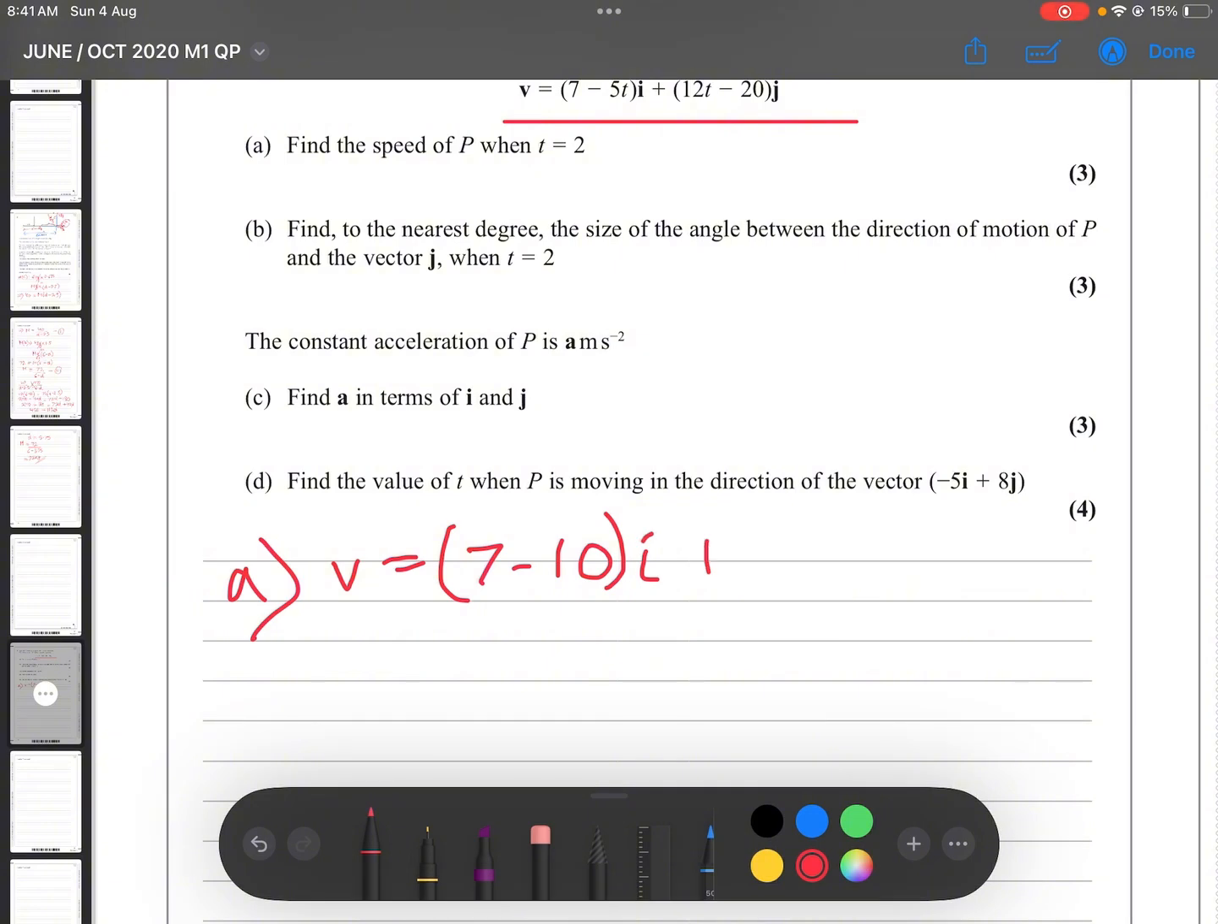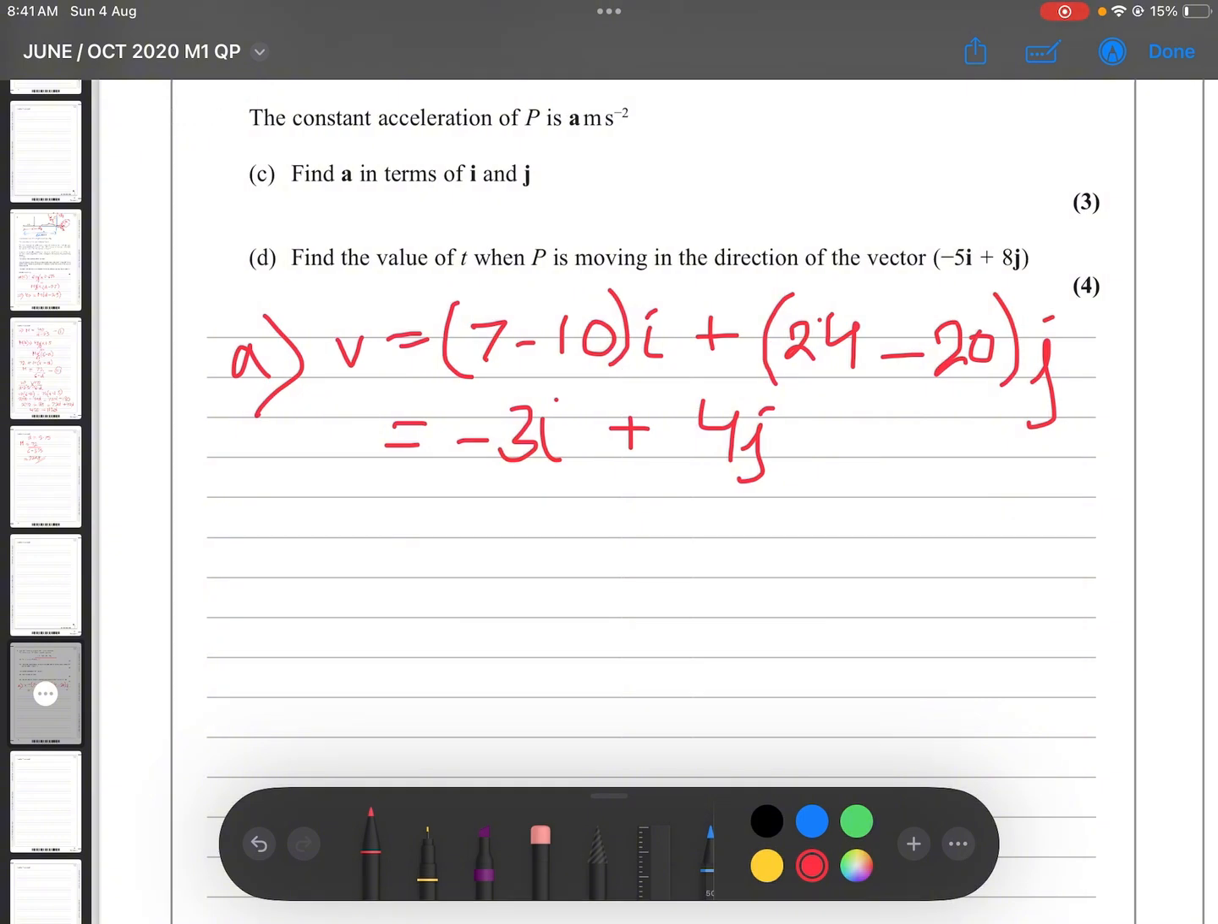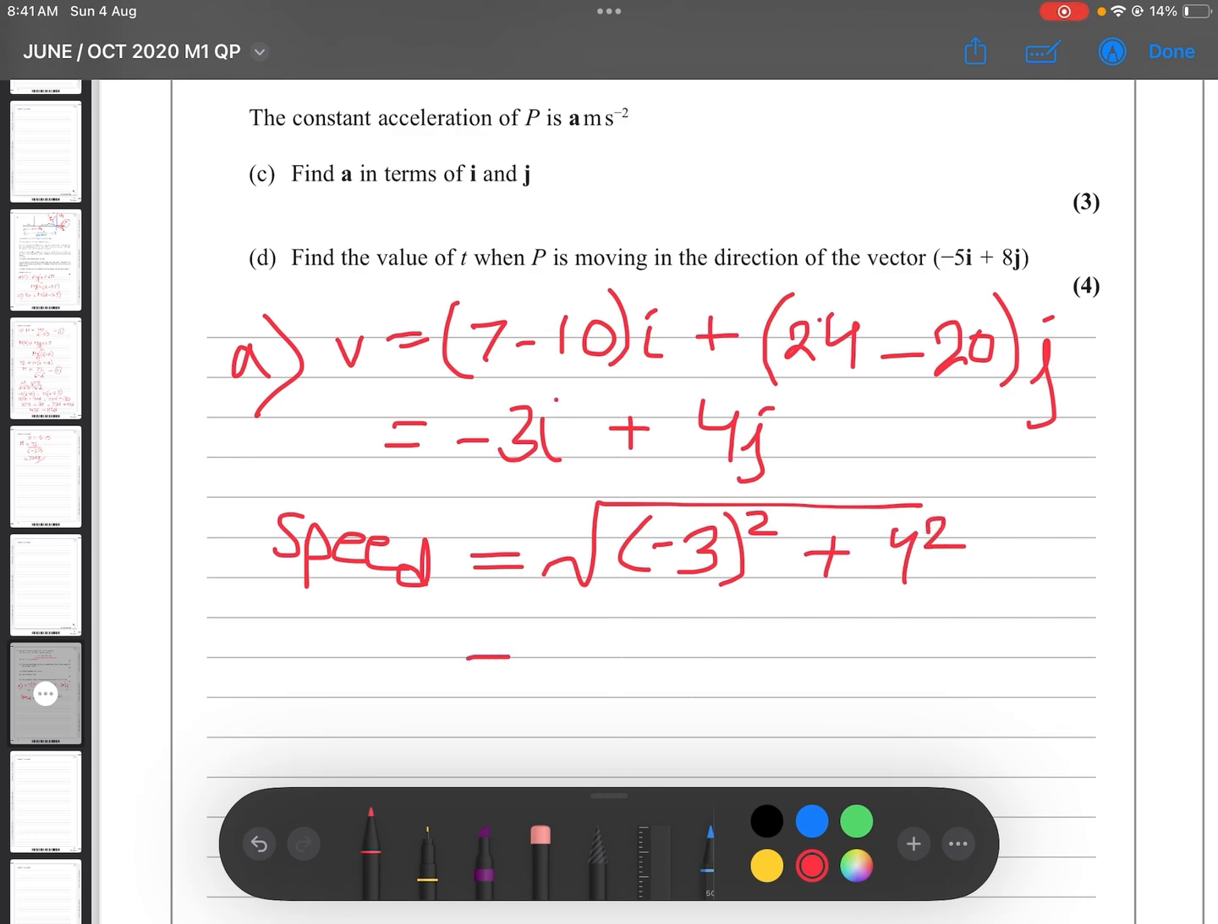i plus 12 2s are 24 minus 20 j. Simplifying this, we'll get minus 3i plus 4j. As it is the modulus of velocity, now speed is going to be equal to root of minus 3 squared plus 4 squared, which is going to be equal to 5 meter per second. Please don't forget the units. Units have marks.